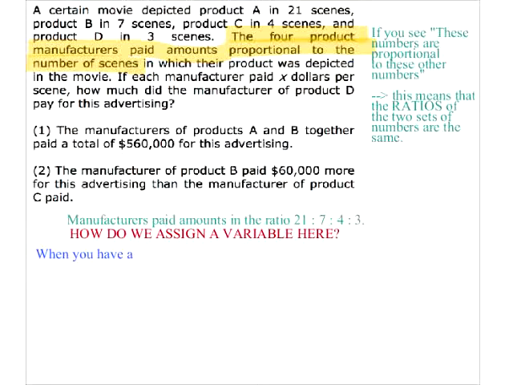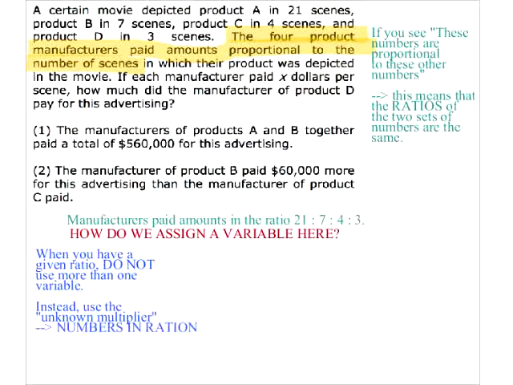And in our strategy guides, there's a principle. We have a name for what you should do. You should use what we call in our strategy guides the unknown multiplier, which just means the numbers in the ratio times a variable, usually x. I'll fix that typo in a second; that's supposed to be ratio, not ration. So when you have a given ratio, that's what you do. You just take the numbers in the ratio times a variable.